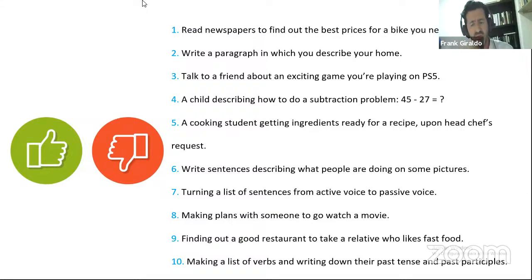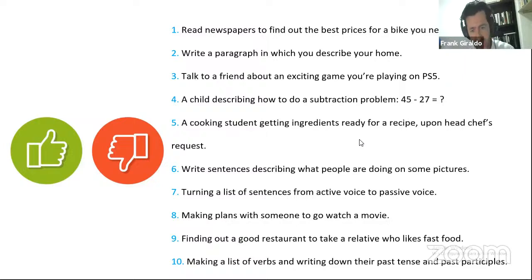When do you describe your home? When you have the context for describing your home, for example, writing an ad for a newspaper: home for rent, 2 bedrooms, 2 bathrooms, big kitchen. Okay, now you have a task. But the way it is now, it's not a task. Number three, is that a task? Number three, yes or no?